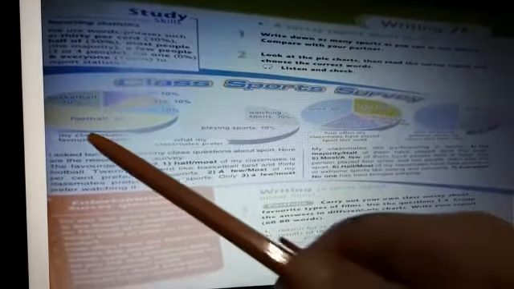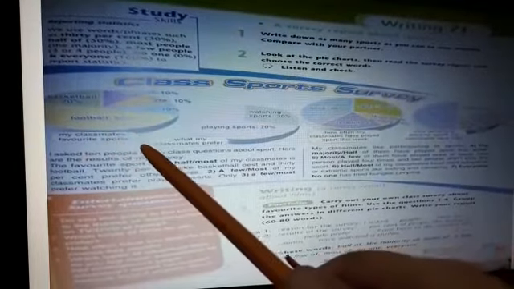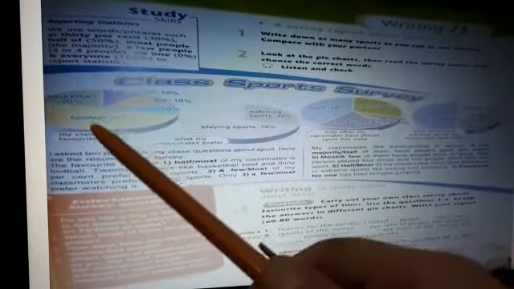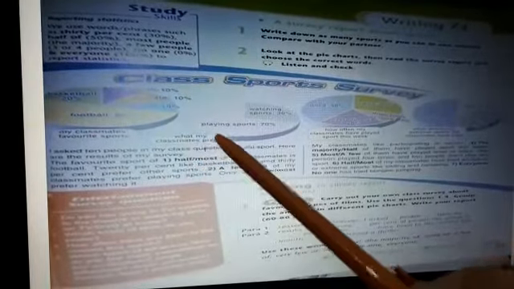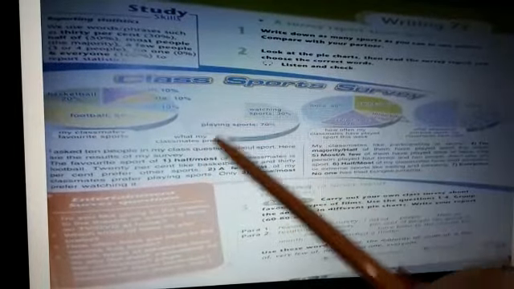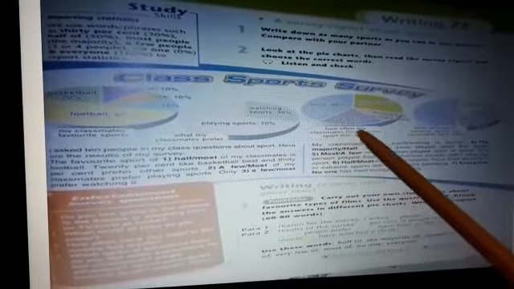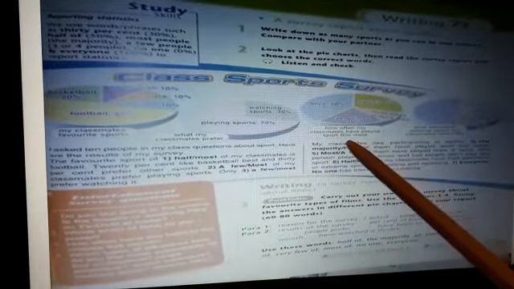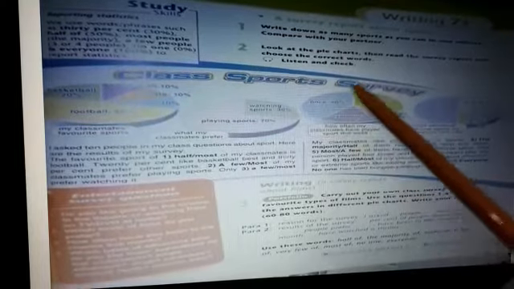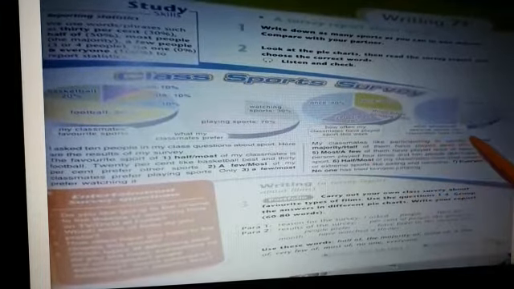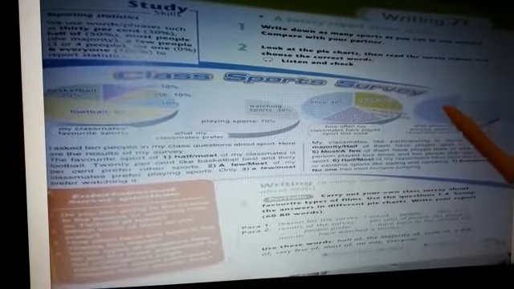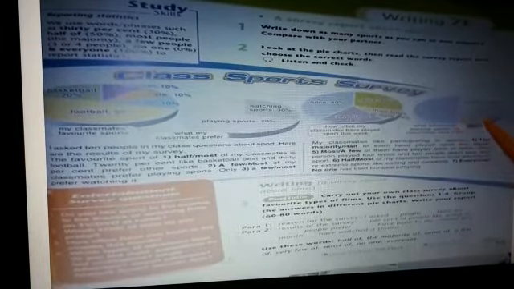So in the first chart we have my classmates' favorite sports. What my classmates prefer in the second chart. In the third chart, how often my classmates have played sport this week. And what adventure or extreme sports my classmates have tried.